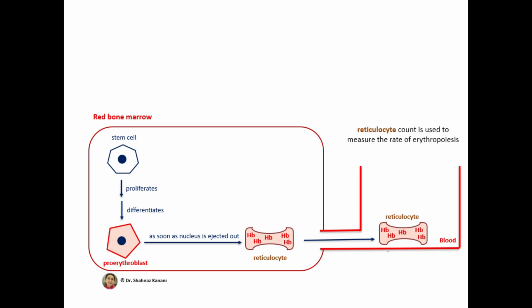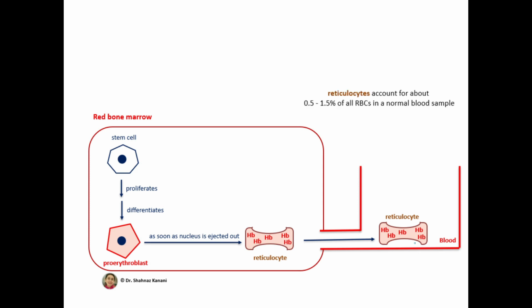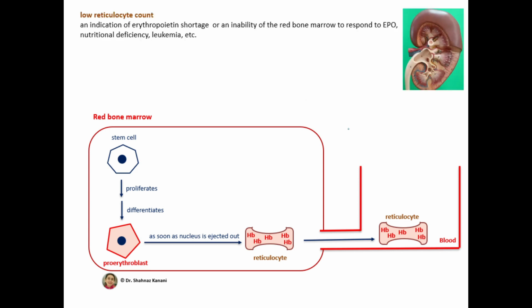In general, reticulocyte count is used to measure the rate of erythropoiesis. Sometimes we have to test if the rate of erythropoiesis is at an acceptable range. In a healthy individual, reticulocytes should account for about half to 1.5% of all red blood cells that we find in a normal blood sample. If we find a low reticulocyte count, that's an indication of a problem.